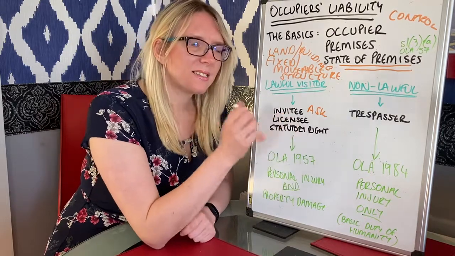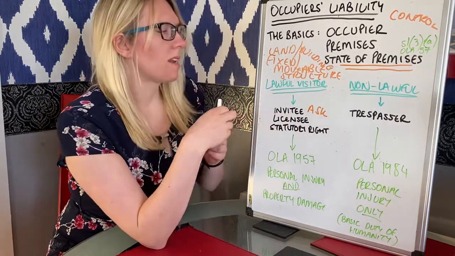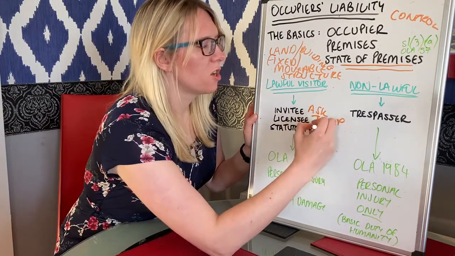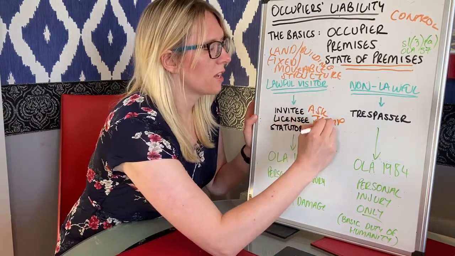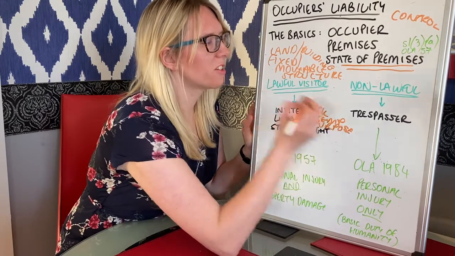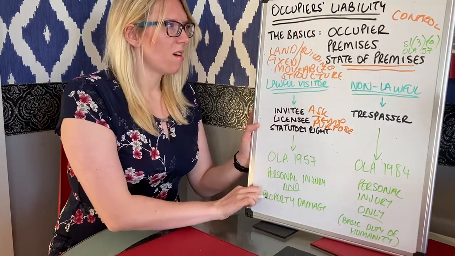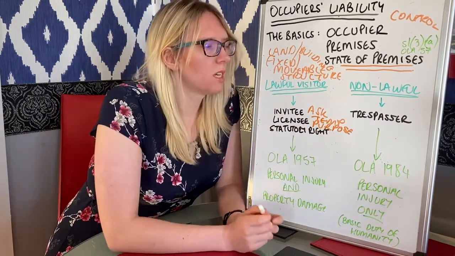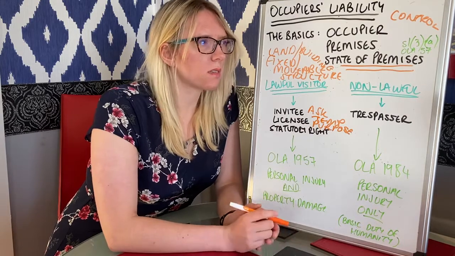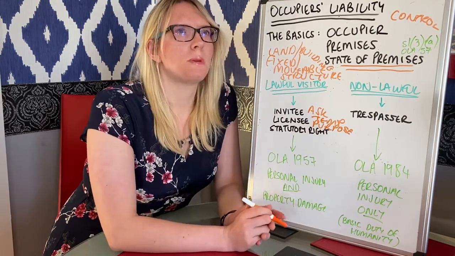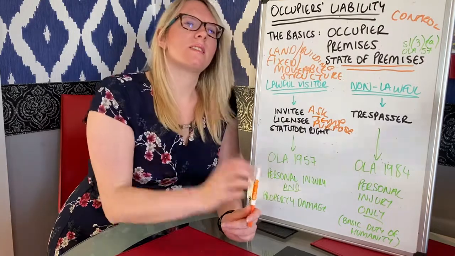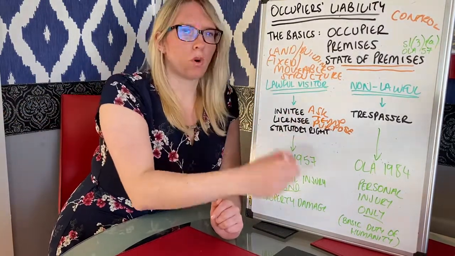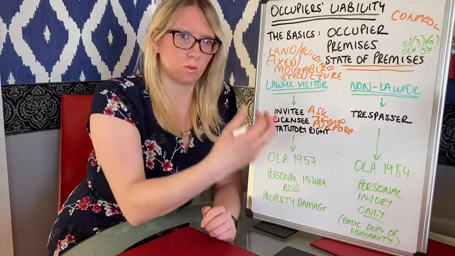Now, licensees are slightly different. Licensees have a temporary permission to be there for a certain purpose. Your typical example is a customer in a shop. They are allowed into a shop temporarily for a certain purpose, to buy things. The idea is once they've done that purpose, they leave. So if you buy a ticket to the cinema, you can't just keep going in and out of every screen, because you've bought temporary permission for a certain purpose, to watch that film.